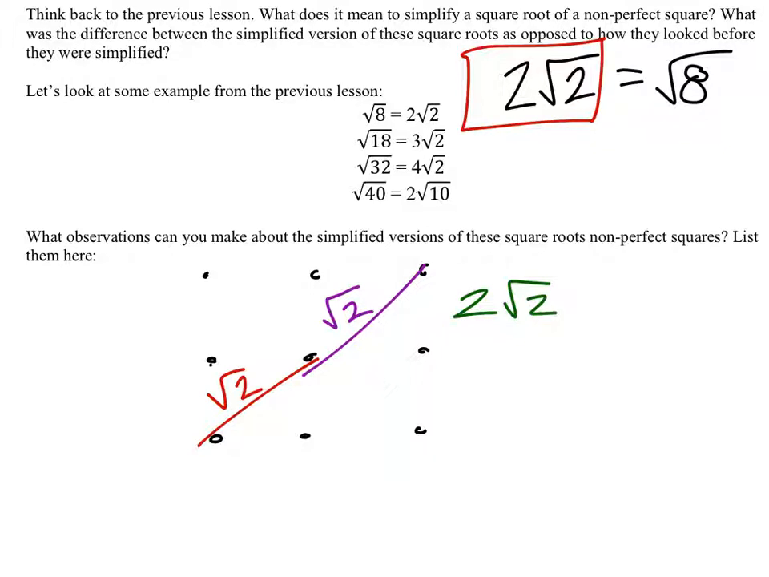So this should be the major observation, is that we can take the square root of 8, which is what this would have been with the square. That's the area. But we can break this up into separate parts as well.